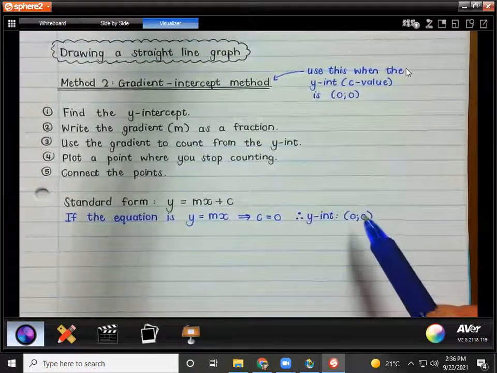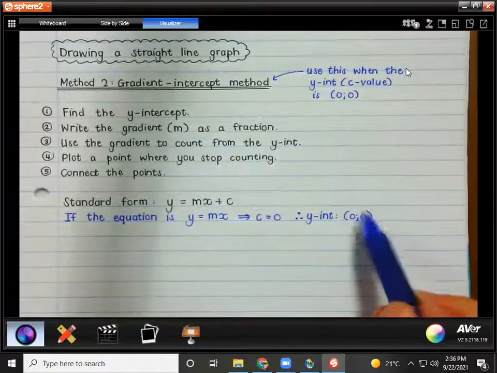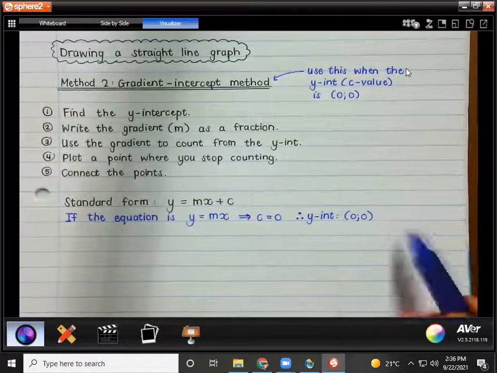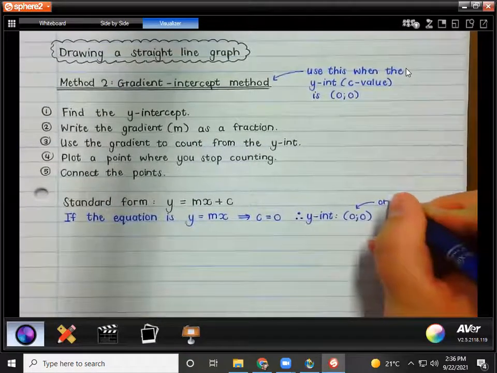What do we call this point? It has a specific name. The origin, yes. Sorry, Sleeper, is that what you were going to say? Yes, this is the origin. So (0, 0) is the origin.